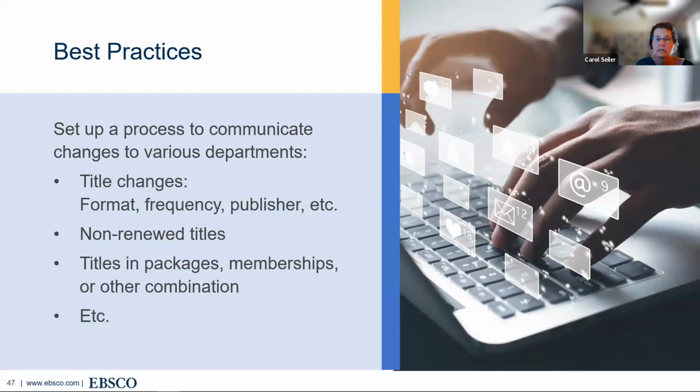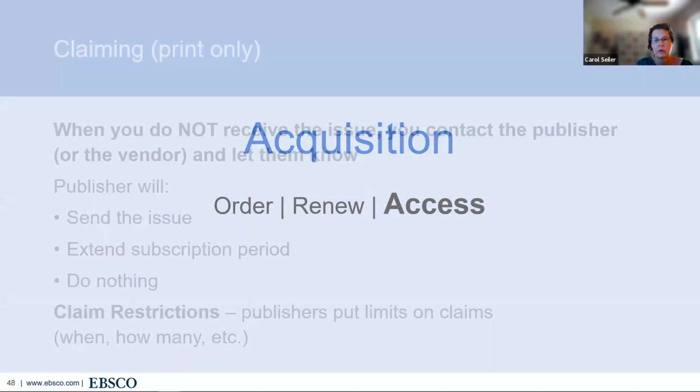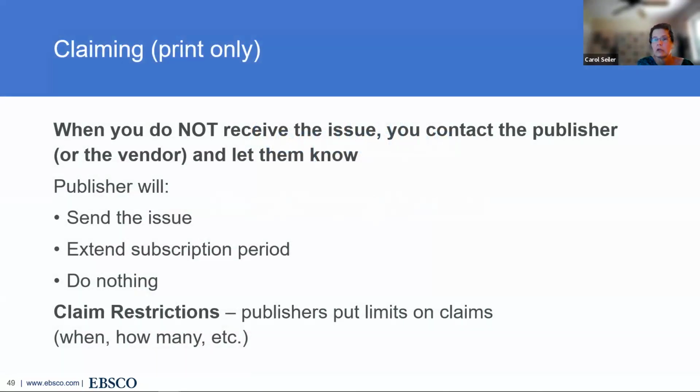There are best practices and what you might want to look at. And I'm going to quickly run through claiming. When you don't receive the issue, you're going to let the publisher know. And they may send you the issue, they may extend it, they may do nothing. You may have to claim more than one time. The publisher sets claiming restrictions, so be aware of them.